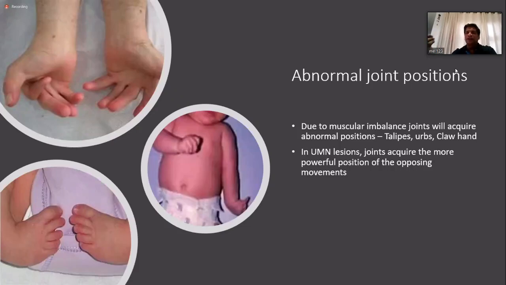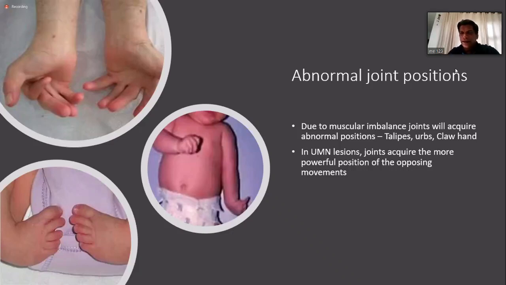So the joint will be flexed at the elbow because flexors are more powerful and there's no brain to control it. The wrist will be flexed because flexors are more powerful than the extensors. The fingers will be flexed because flexors are more powerful than the extensors. The thumb will be adducted, over the palm, right? The adducted thumb.